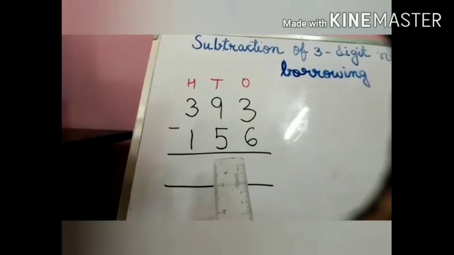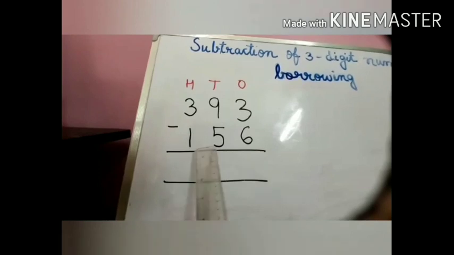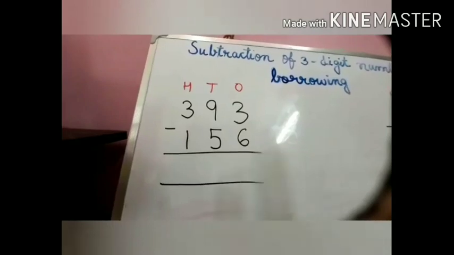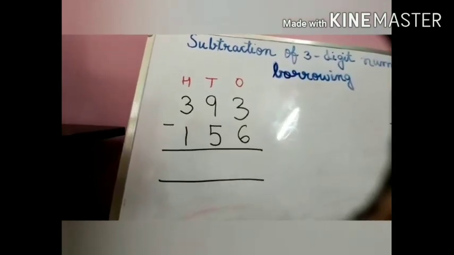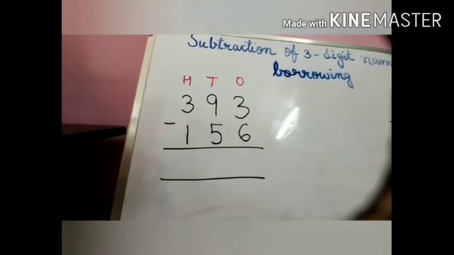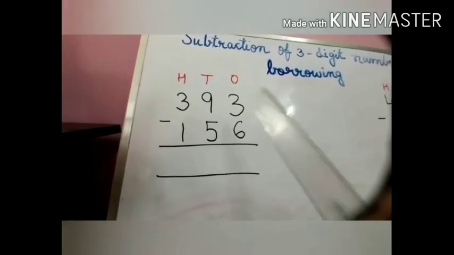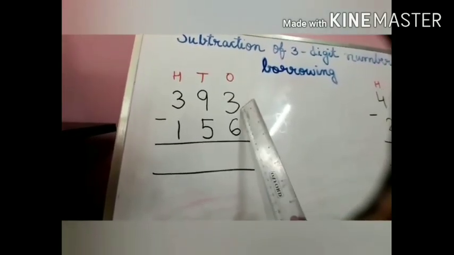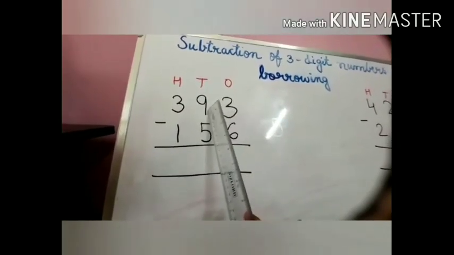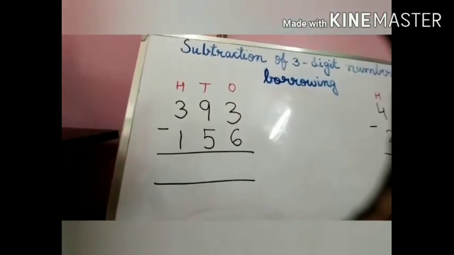Now children, coming to our next problem: we have to take away 153 from 393. In the first sum, I have explained the logic behind this type of subtraction. Now we will do the subtraction by using finger counting. Now see, in the ones place I have 3 and 6. 3 is smaller than 6, so I have to make it larger. How will I make it larger? By borrowing 10 from the tens place.